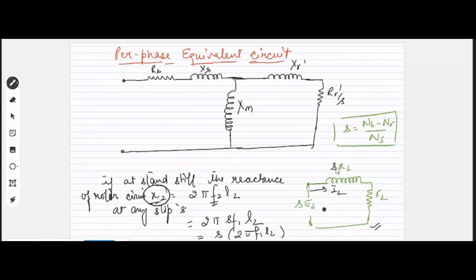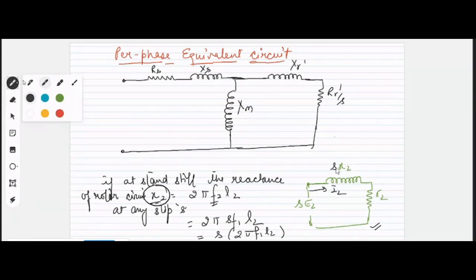Sir, SE2 upon, right, sir, upon under root of R2 squared plus S. Look, I2 will be equal to V by Z, or V2 by Z2, right? I2 will be equal to V2 by Z2 for this circuit. Here V2 is S times E2, right? This is V2. How much is Z2? Z2 is R2 plus j times SX2. Right? This will be the value of I2.